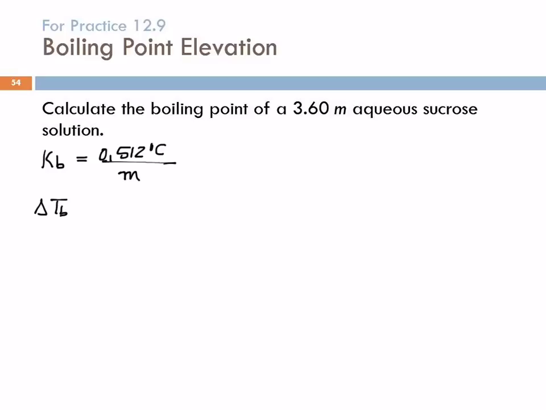So the change in the boiling point equals the molality of the solution times the boiling point elevation constant. These questions are simple because they actually give it to us in molality. Sometimes they might give it to you in something else, and then you have to actually calculate the molality. So 3.6 molal times the 0.512. It always amazes me how I can say one thing and write another. That time, the writing was correct. 3.6 times 0.512.